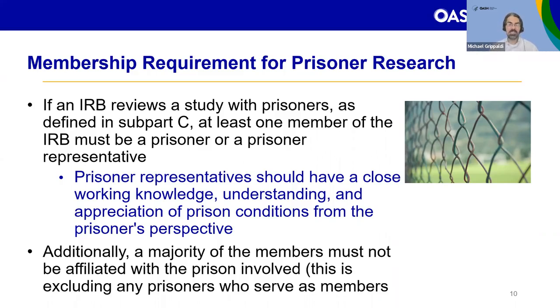But the most common ways to be affiliated are to be employed by that institution or being an immediate family member of someone who's employed by that institution. So like a child or a spouse. So most IRBs don't do prisoner research, but I just want to include this because it's an additional IRB membership requirement that you should be made aware of.